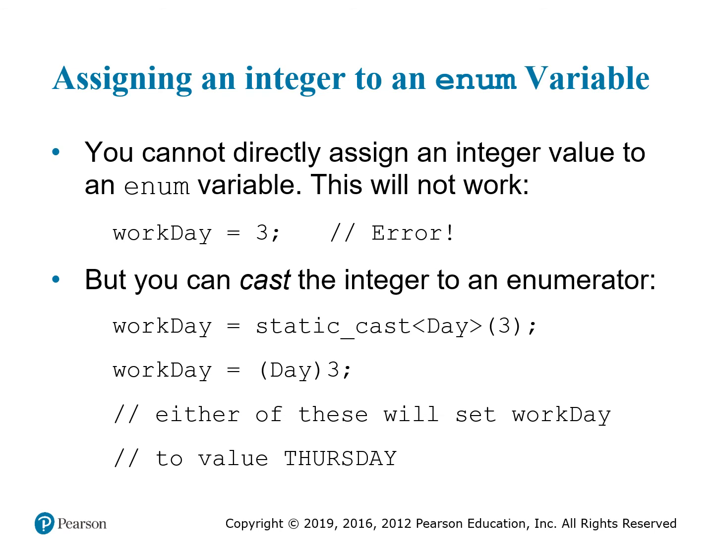However, it doesn't work the other way. We can't just say workday equals 3. We have to either do it the proper C++ way and use a static cast of type day on the integer 3, or we can do it the older standard C way and put our type name in parentheses and use that to operate on the number 3. Either way, we're forcing 3 to become a type day. So we're producing the value Thursday because 0 is Monday. So 0, 1, 2, 3 gets us to Thursday.